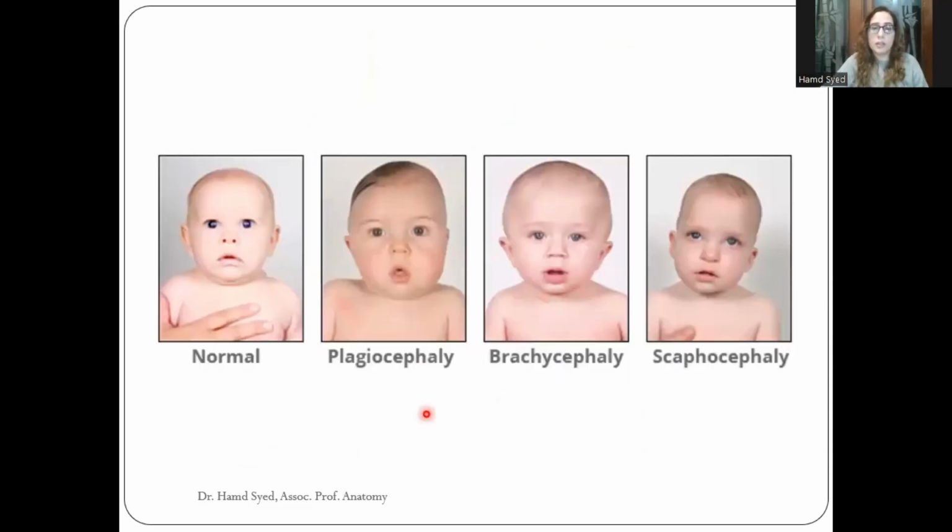A quick comparison of these different abnormalities of the skull shape with the normal. Then we can see the plagiocephaly, the skull has been flattened on one side. In brachiocephaly, it is broader from side to side, and in scaphocephaly, it is broader in the anterior and posterior direction. So you can see the frontal bossing, or you could say the prominence of the forehead, in case of scaphocephaly.